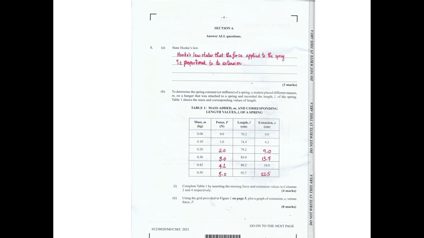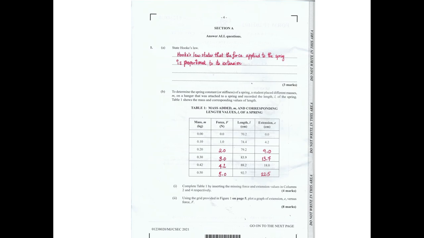We're going to be doing paper 2 for May, June, July 2021. So let's start with question 1. It says, state Hooke's law. Hooke's law states that the force applied to the spring is proportional to its extension. So you just had to know that.